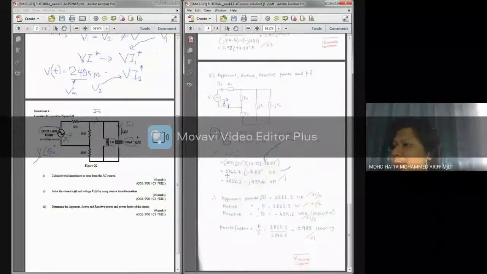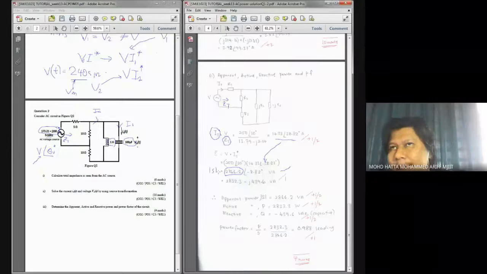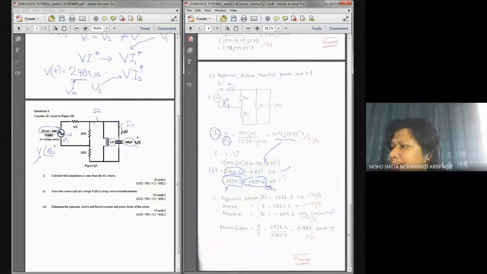In polar form, remember that the magnitude of our complex power is basically the apparent power. And if we convert it into rectangular form, here is the rectangular form, and this part is considered our active power, and the whole of this part is considered our reactive power. And remember that in this case, the reactive power is a negative value.